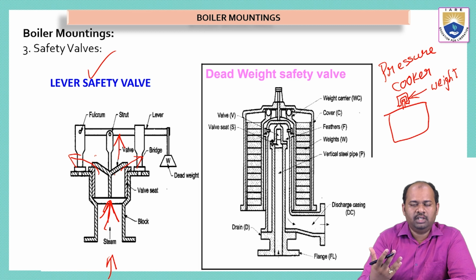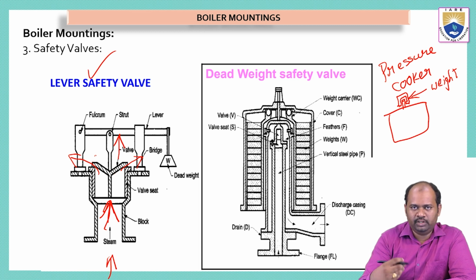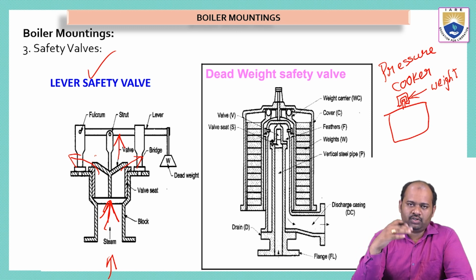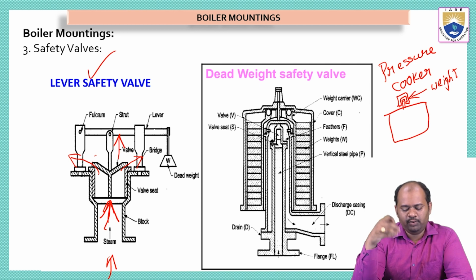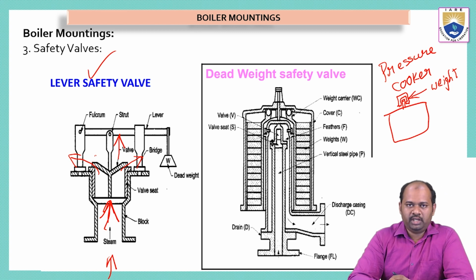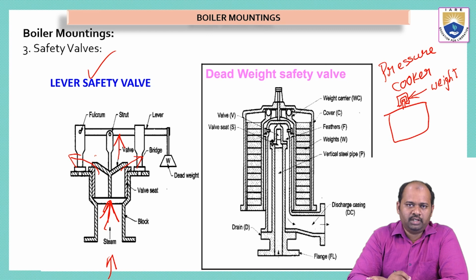Whenever the pressure is increased, it will push up the lever and some steam will come out. Whenever the steam quantity is low enough to bear this weight, it will stop again. Because we have connected a dead weight, it will pull down the arrangement automatically when the steam pressure reduces. So this is an automatic arrangement. No need to operate this one.